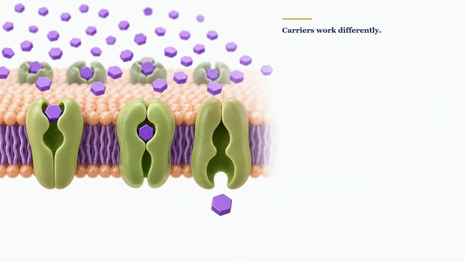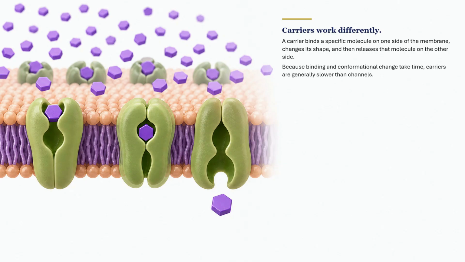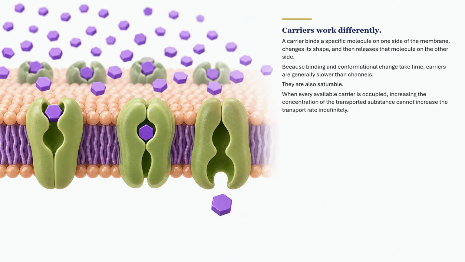Carriers work differently. A carrier binds a specific molecule on one side of the membrane, changes its shape, and then releases that molecule on the other side. Because binding and conformational change take time, carriers are generally slower than channels. They are also saturable. When every available carrier is occupied, increasing the concentration of the transported substance cannot increase the transport rate indefinitely. Carriers can participate in either passive or active transport.